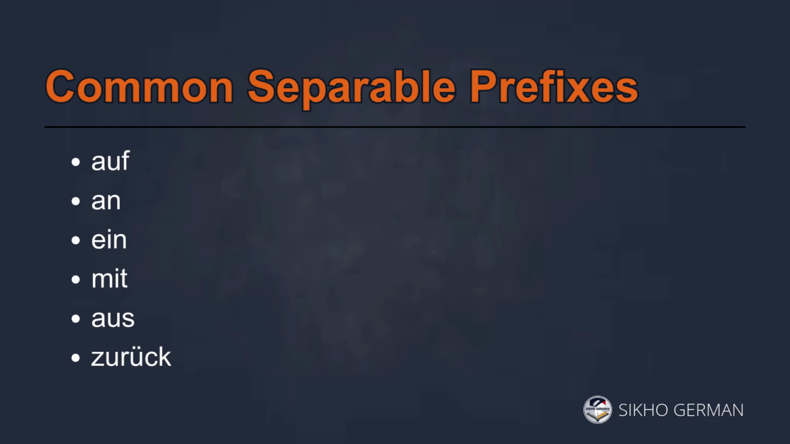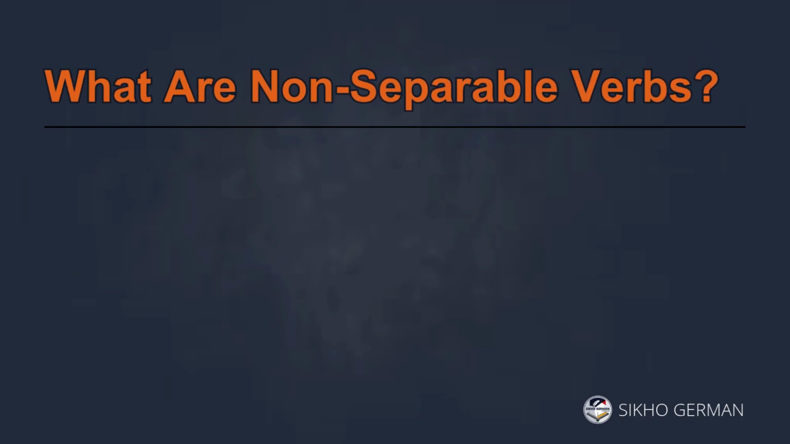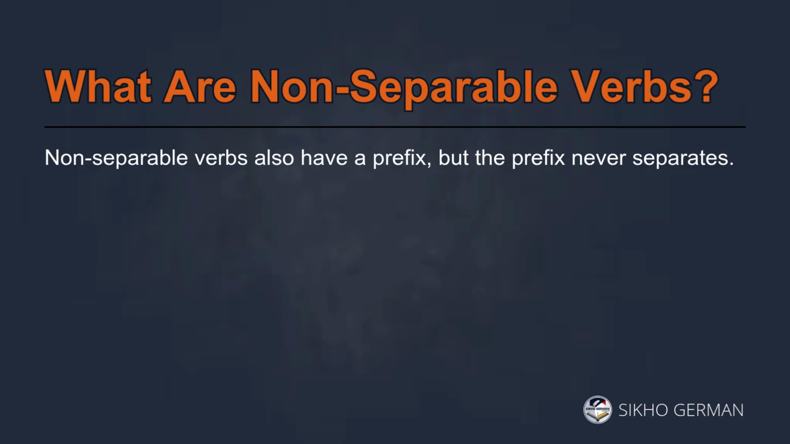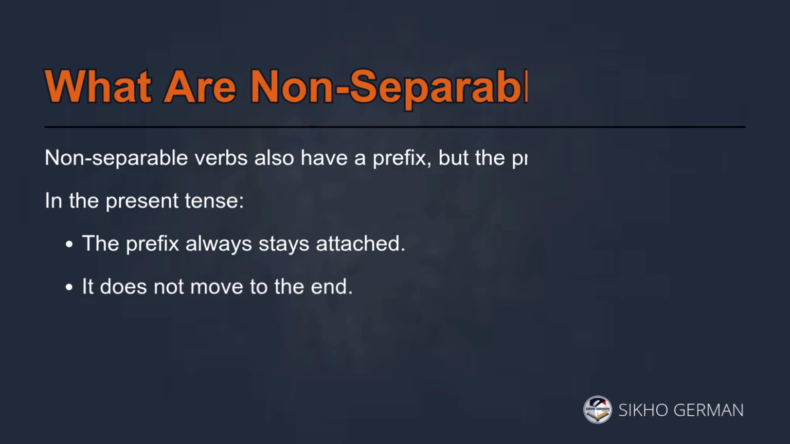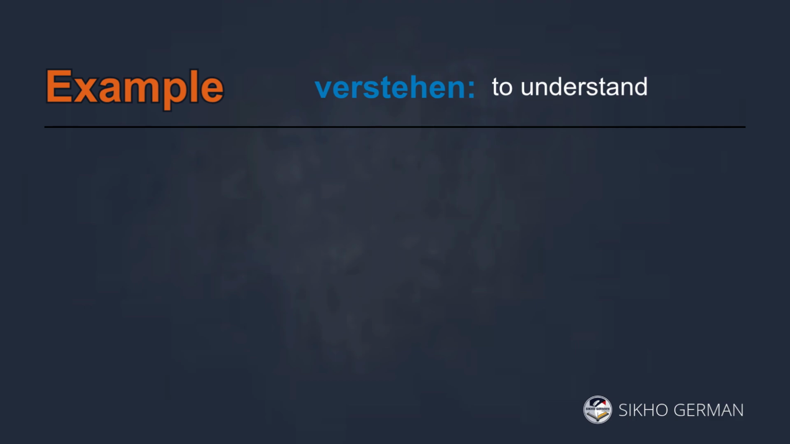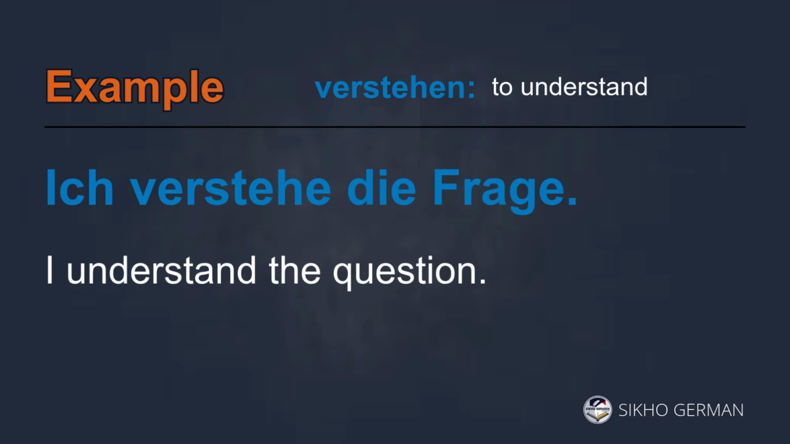Now let's talk about the other group, non-separable verbs. These verbs also have a prefix, but the prefix never separates. In the present tense, the prefix always stays attached to the main verb. It does not move to the end. The whole word stays together in the second position. For example, verstehen, meaning to understand. Ich verstehe die Frage. I understand the question. Notice how ver and stehen stay perfectly glued together. There is no separation here.